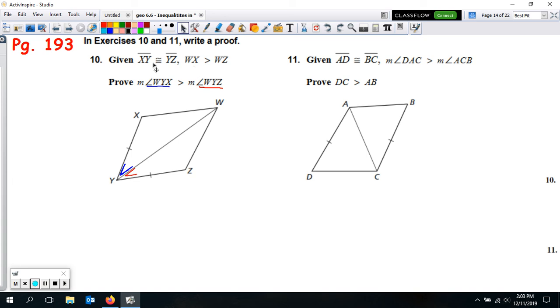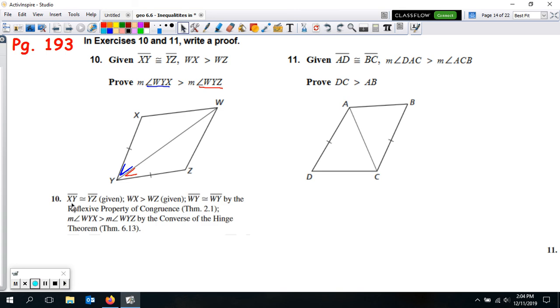So we'll start off by just writing the given. So I'm just going to show you what this is. Write down the first part and just put in parentheses given. So you're going to write this whole thing pretty much. Write the first part, given. That's this given here. Write the second one, WX is greater than WZ, given in parentheses.